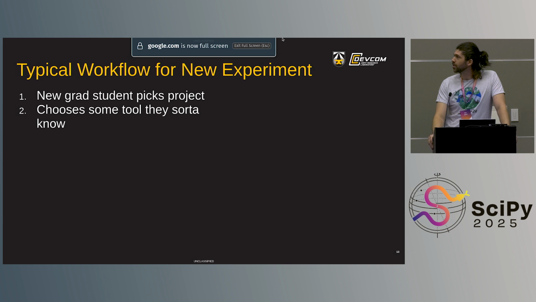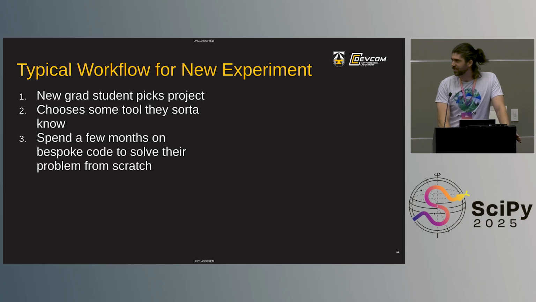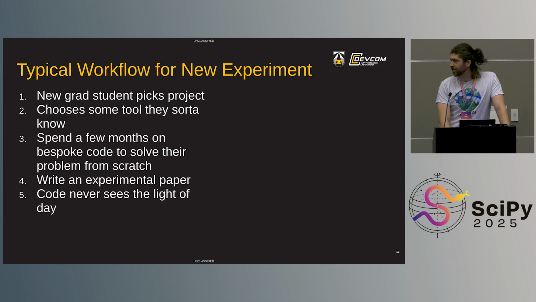So a new experiment might go something like this. You have a new grad student. They pick some tool they kind of know. And this is typically going to be an experimentalist who loves working with lasers in the labs and making cool stuff happen with lasers. So they pick something they sort of know, whether it's Python, MATLAB, Mathematica, and they kind of just slap something together. Maybe it takes them a few months. They write a paper about their experiment. It's awesome, but the code never sees the light of day. And this is a problem.